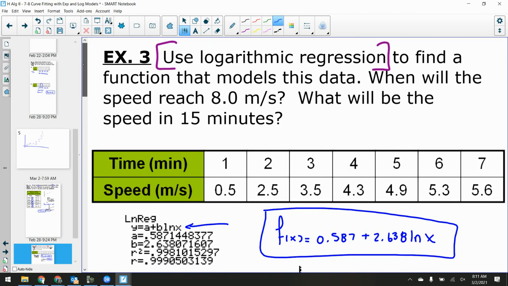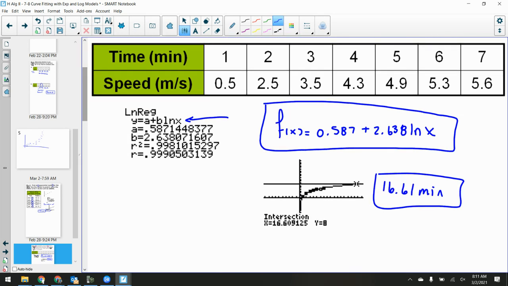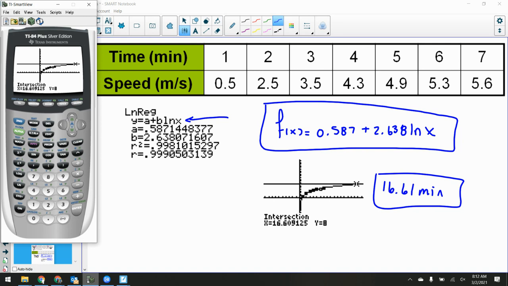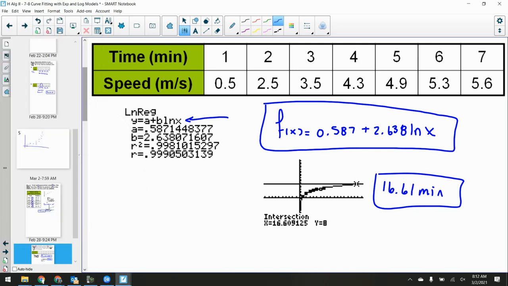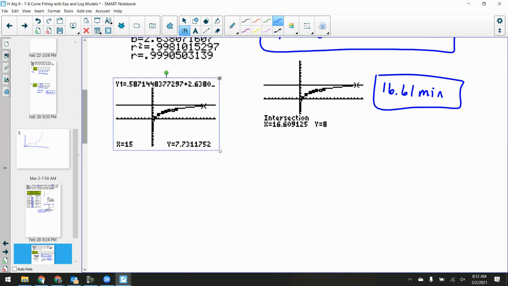It asks me another question, though. It says, what will the speed be in 15 minutes, if it doesn't reach 8 meters per second within 16.6 minutes, or takes that long to get up to 8 meters per second? Well, what's it going to be at 15 minutes then? The nice thing here is that that's an x value. If x is 15, what's y? So I don't need to regraph. I could just second calculate the value of 15. 7.73. So in 15 minutes, the speed would be 7.73 meters per second.